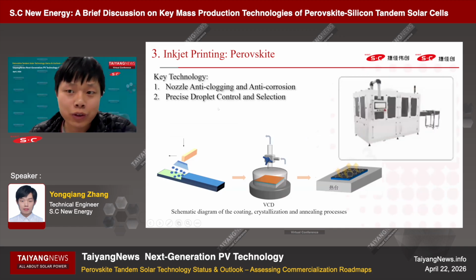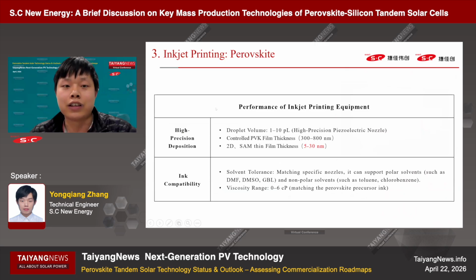And I guess now I will introduce you to inkjet printing. Most of you must be interested in inkjet printing, because we can use it to fabricate a 210mm half wafer tandem solar cell. For the performance of the inkjet printing equipment, we can control the droplet volume from 1 to 10 picoliters, and we can control the perovskite film thickness from 300 to 800 nanometers. Even the same film thickness in 2D we can control.